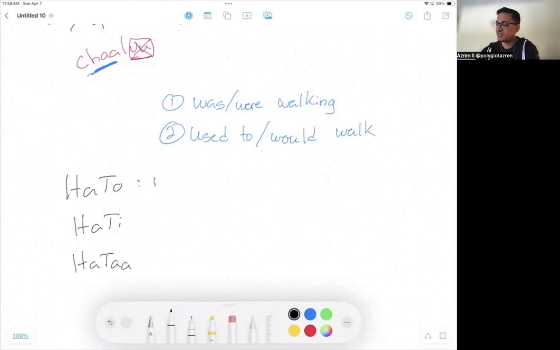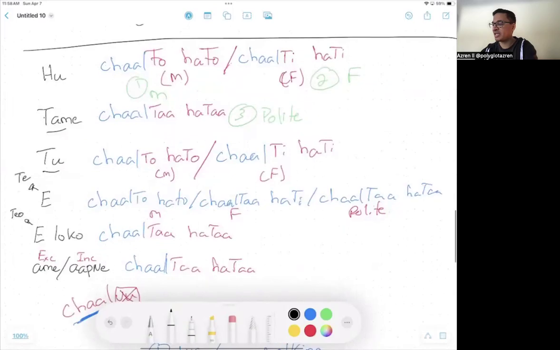Right, this is for the masculine. This is for the feminine. This is for polite or plural. Right, we had those. I'll scroll back up so you can see it, right? Every single one had hato, hati, hata, hato, hati. They had one of those three, right, at the end.